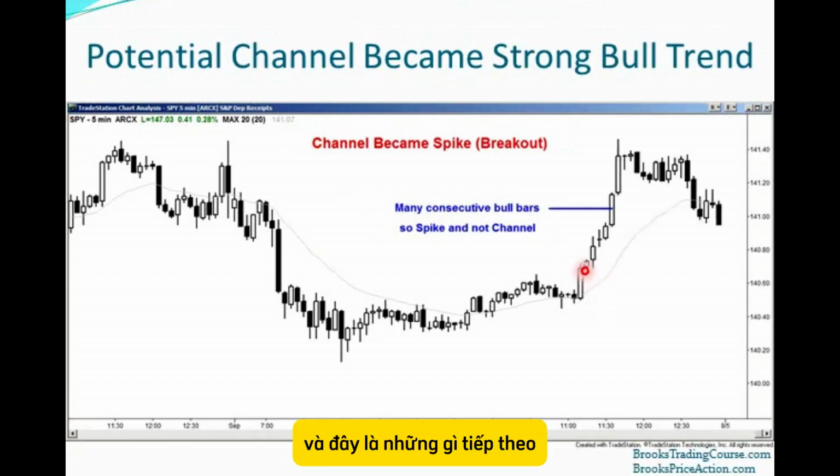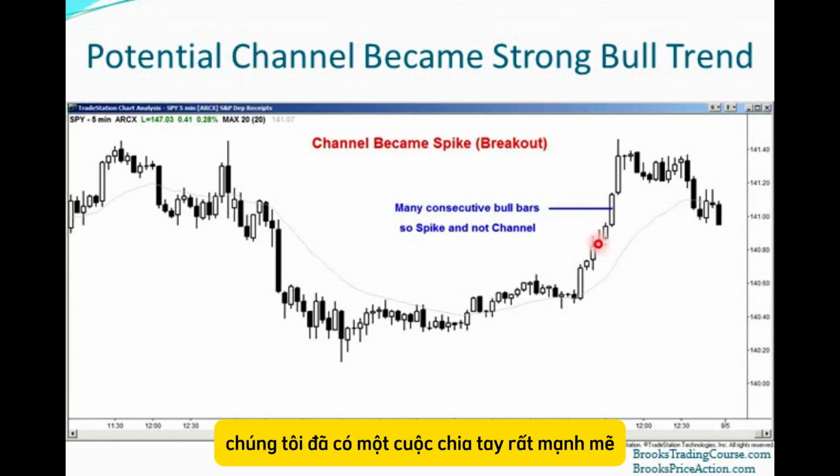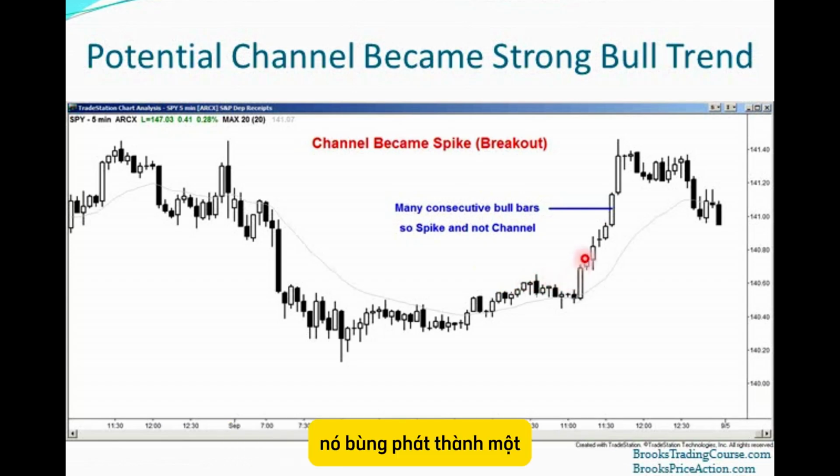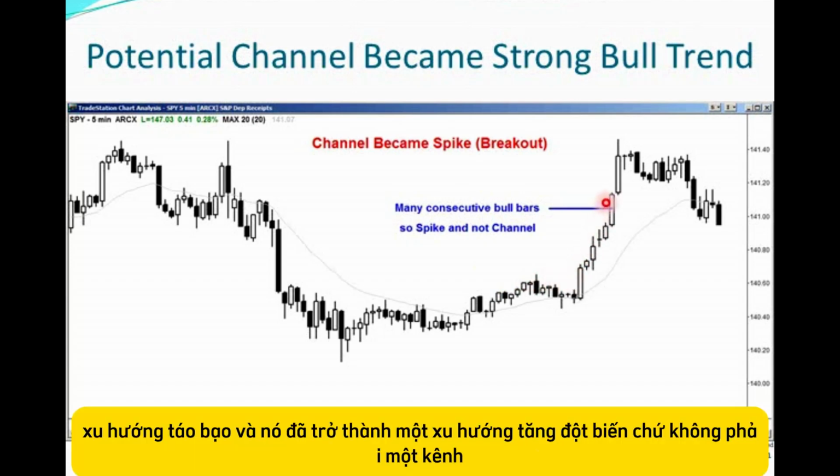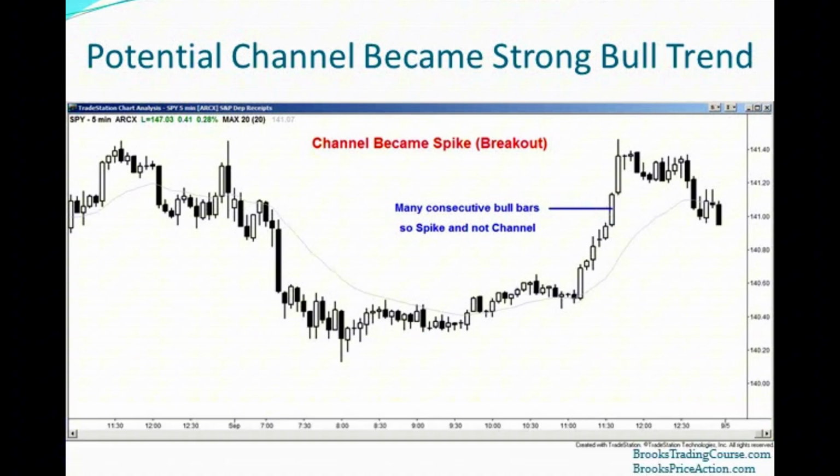And this is what followed. We did get a very strong breakout. So instead of this continuing up as a channel, it broke out into a strong bull trend, and it became a spike and not a channel.